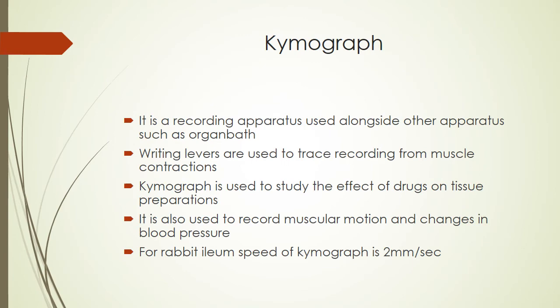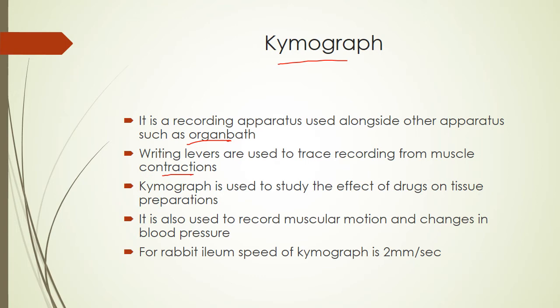What is a kymograph? A kymograph is simply a machine or apparatus that is used alongside other apparatus such as an organ bath. Writing levers are used to record the muscle contraction. It is an apparatus in the shape of a drum to which paper is attached, and there is a pin, one point of which touches the kymograph paper, and the other point of that pin is attached to the rabbit ileum. If the rabbit ileum is contracting, then there is movement of that pointer, and we are able to get a graph on that paper.